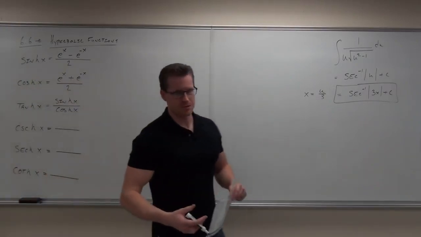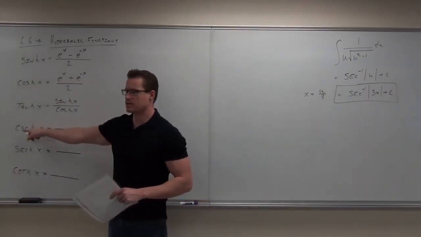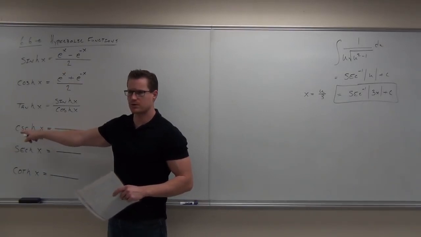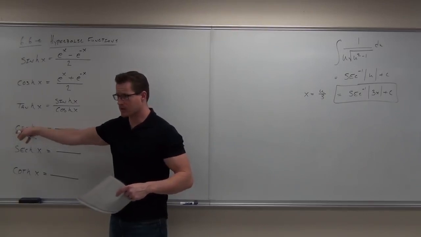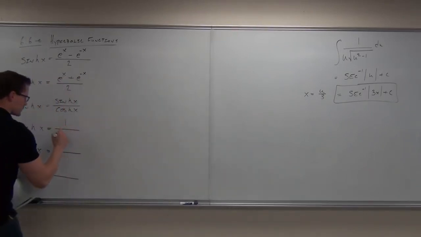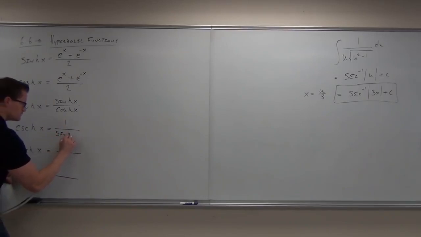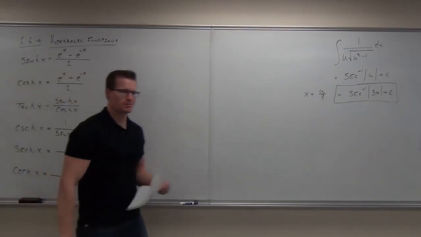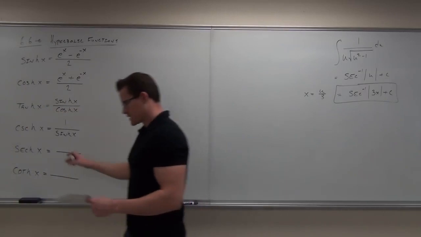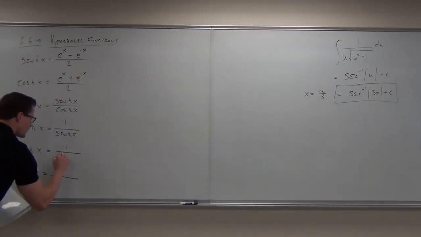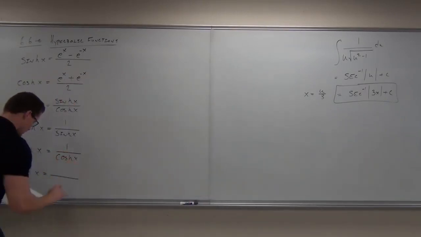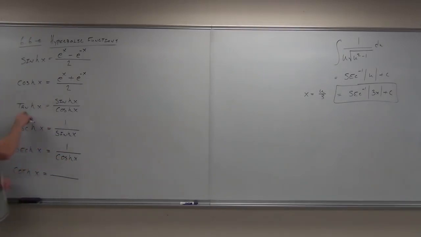In trig functions, cosecant is 1 over sine. Hyperbolic cosecant is 1 over sinh. That's right. Hyperbolic sine. Looks very similar. Same thing happens with secant. This is now 1 over cosh. And if hyperbolic tangent equals sinh over cosh, then hyperbolic cotangent is cosh over sinh. Yep, it is the reciprocal.